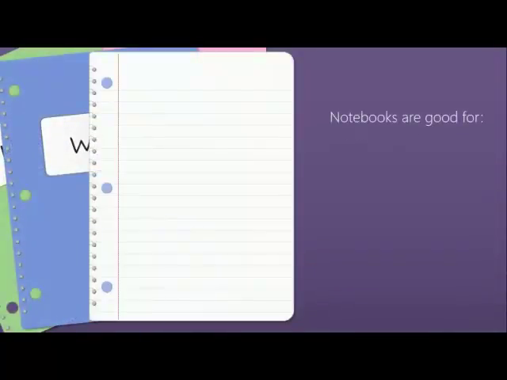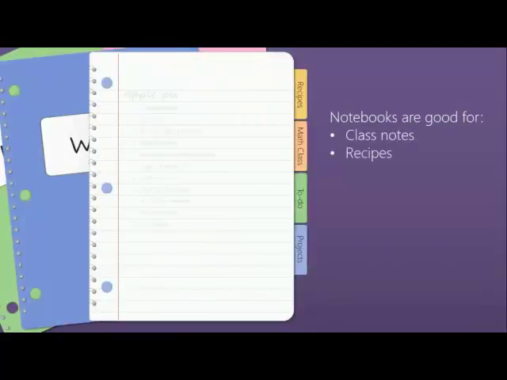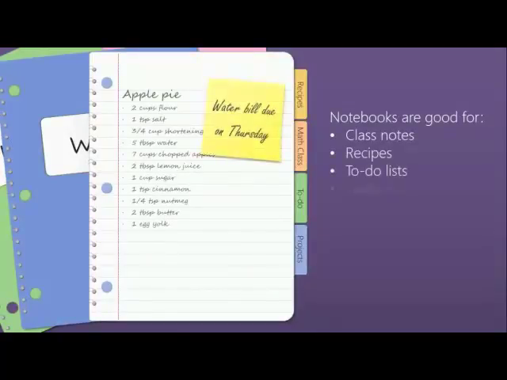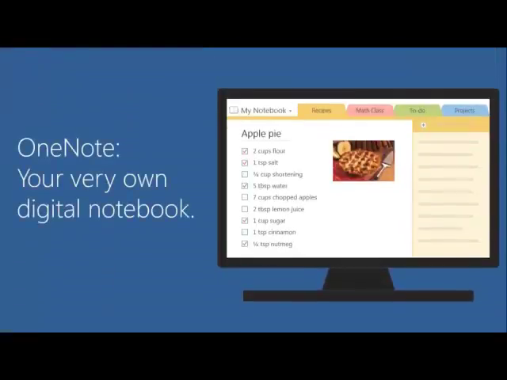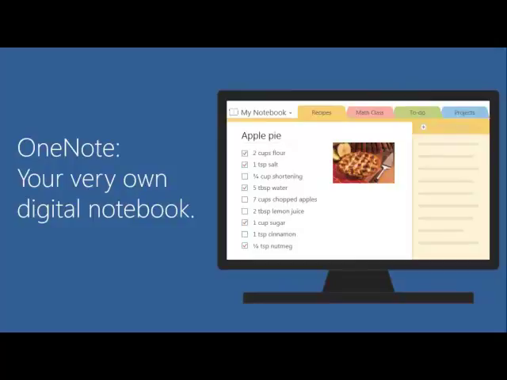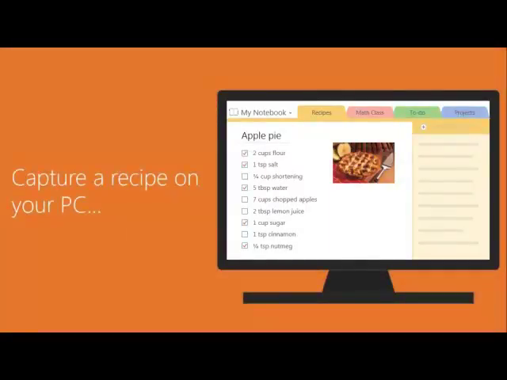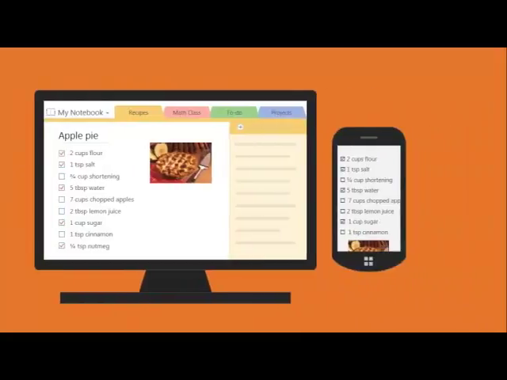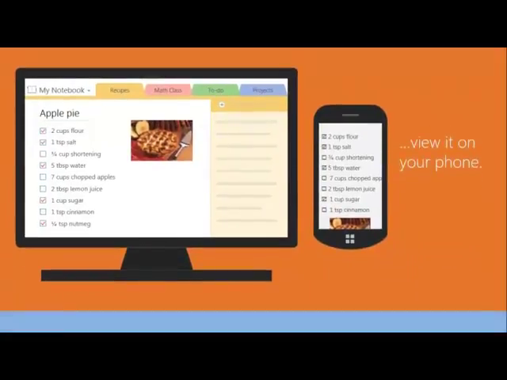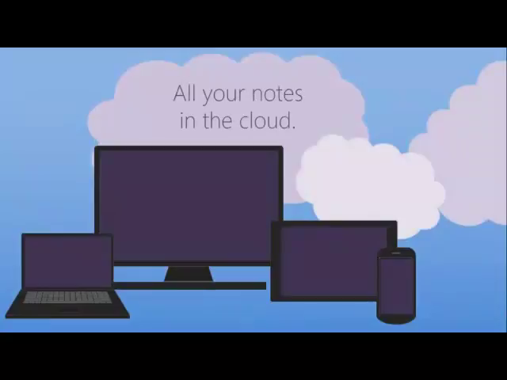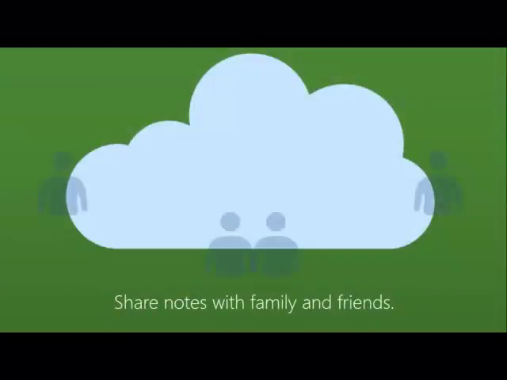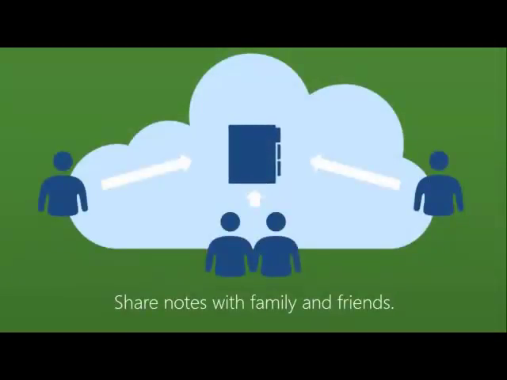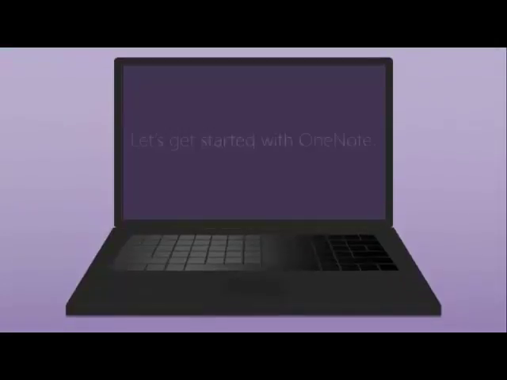Notebooks are great for things like class notes, recipes, to-do lists, and sketches. But what if you could have all the notes you've ever taken in one place? Microsoft OneNote is a digital note-taking app designed to keep you organized. You can capture a recipe on your PC and view it later on your phone. All of your notes are stored in the cloud, which means no saving and no hassles. You can share your notes with family and friends, even if they don't have OneNote. Let's take a look at how to get started.